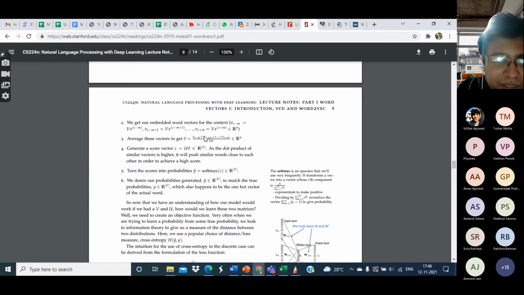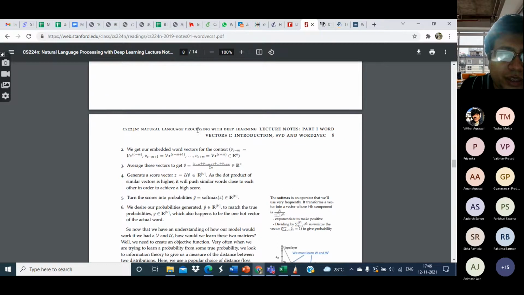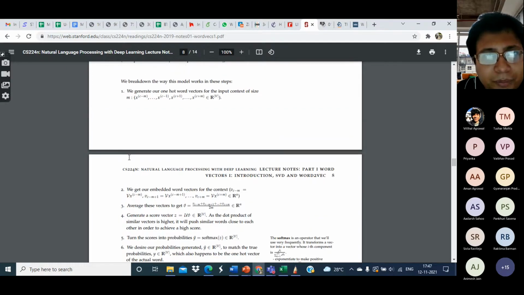Now what I will do is I will multiply each of them by this matrix V. So again, let's say this V is a D cross V matrix. Remember that these are all V-dimensional vectors, where V is the vocabulary size, and this matrix V, this curly V, is a D cross V matrix.